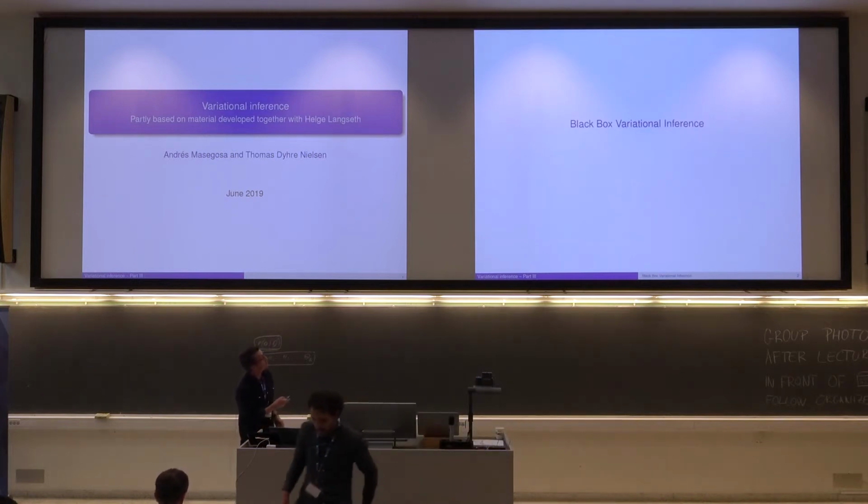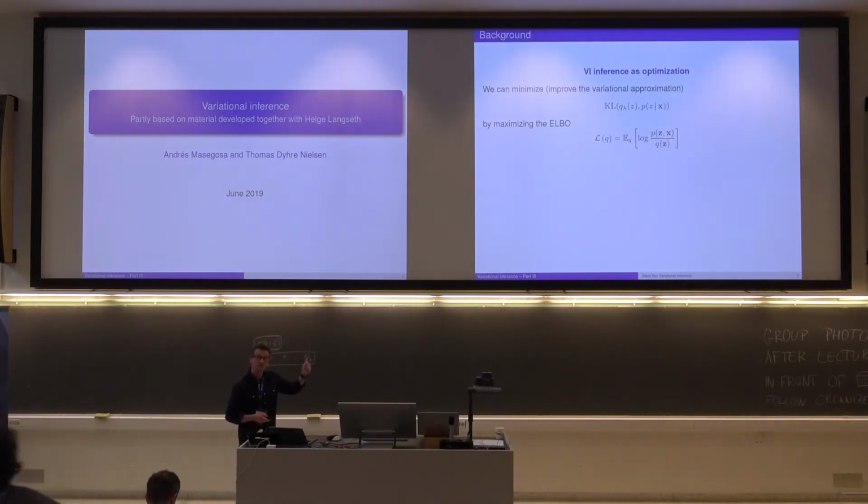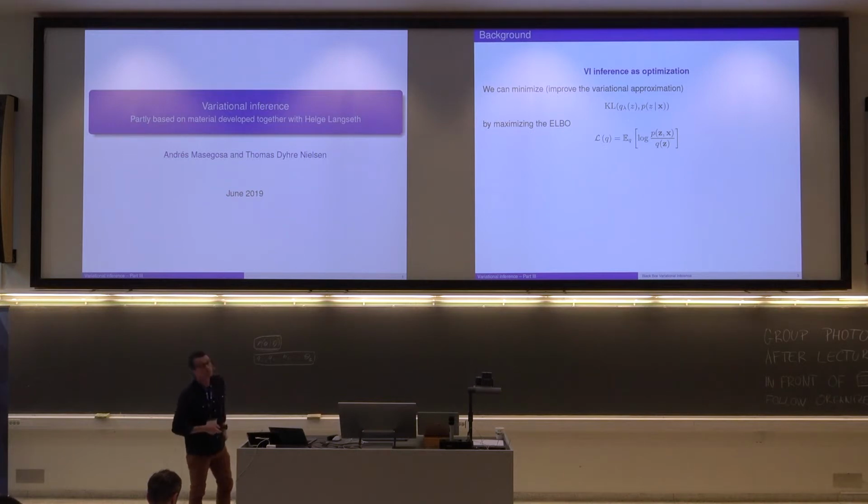So starting with Blackbox variational inference, just to set the scene again, as you've seen several times now, we try to minimize the Kullback-Leibler divergence between our variational distribution and the true posterior distribution that we're interested in. X we use to denote our observations, Z is our latent variables. And instead of this minimization problem, we cast it as a maximization of an evidence lower bound, which is given by this expectation here, where the expectation is taken with respect to our variational distribution.